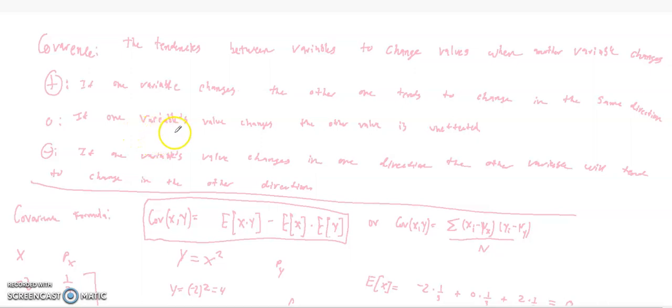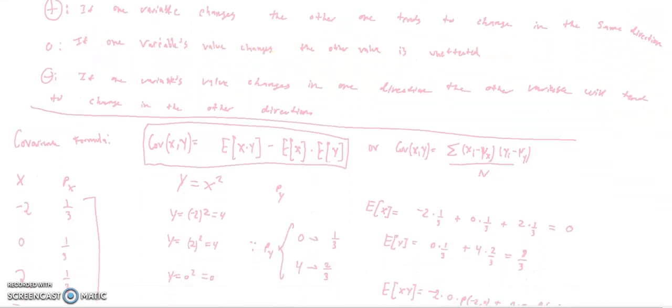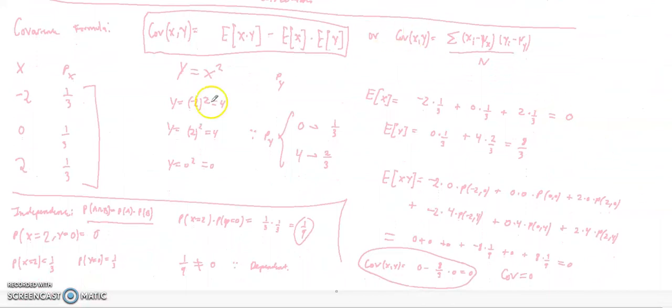So one more thing I want to say before I go into an example is if two variables are independent, then their covariance has to be equal to 0. But if a covariance is 0, it does not necessarily mean that the variables are independent. And we're going to get into that right now.